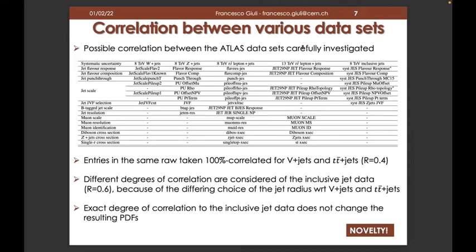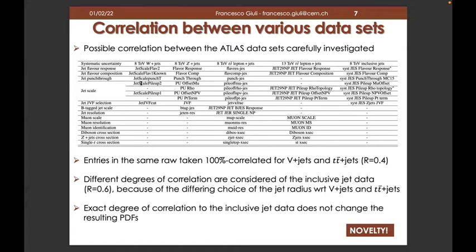The great novelty of this fit is that we made a thorough study of the possible correlations between the ATLAS datasets, and we carefully investigated any possible correlation between our data. In the table, I'm reporting systematic uncertainties in the first column on the left-hand side, and the various data sets entering this correlation exercise. For the first two columns we have the ATLAS V plus jet data, then the third and fourth columns represent the t-tbar data and the ATLAS inclusive jet, which we are including in our fit.